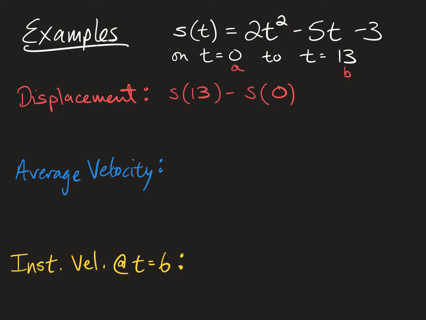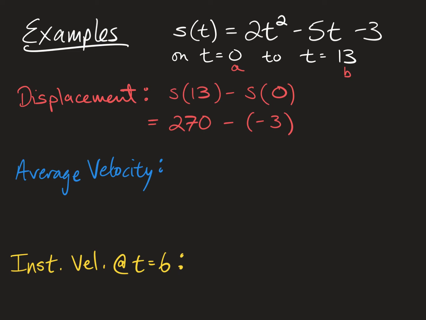So really, at this point, all we have to do is substitute 13 in for t here and here, because that's the position function, that's what we're trying to do. And then we would have to substitute 0 in here and here for t, and we would get the following values. 270 for s of 13, and -3 for s of 0.